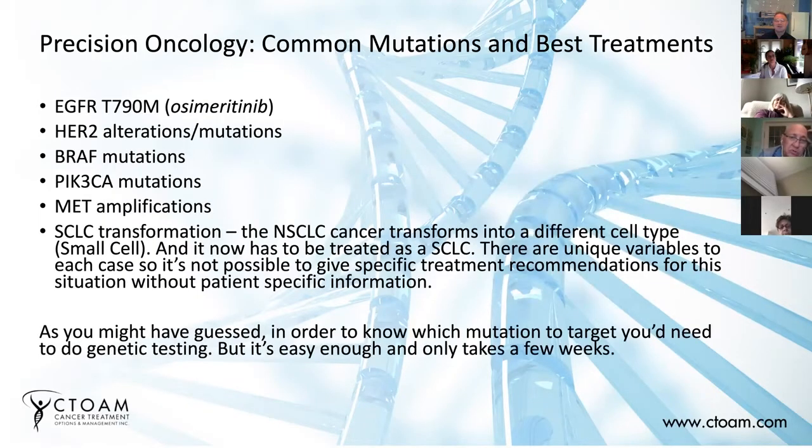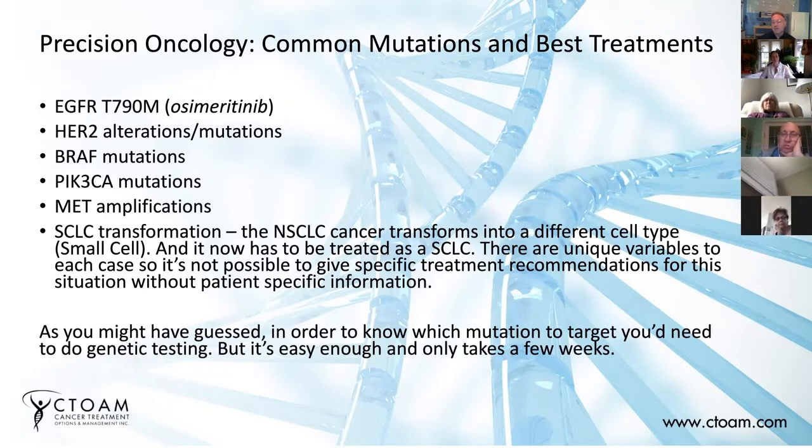Okay, you can go to the next slide. So these are some of the resistance mutations. These are the most common ones. And the important take-home message here is once you stop responding to EGFR inhibitors, does not mean you need to go on to chemotherapy. What it means is that you need to find out what your resistance mutation is, and then you need to target that with a drug that targets that specific mechanism.